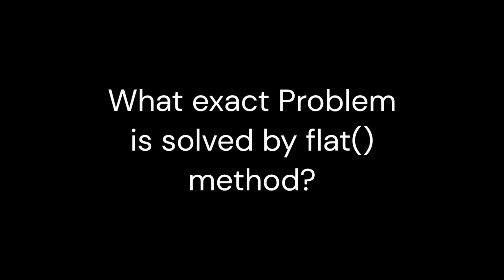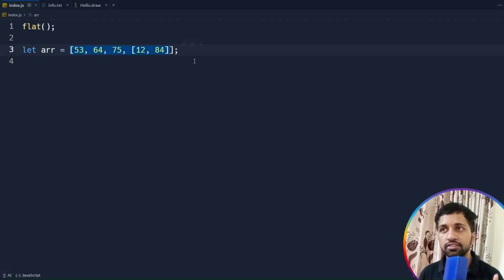Now let's understand what exact problem is solved by the flat method. For that I'm creating an array which contains some elements inside it. The first three elements are number data type and the last element is itself an array. Understand? So overall this array contains 4 elements. The first 3 elements are number data type and the last element is also an array.